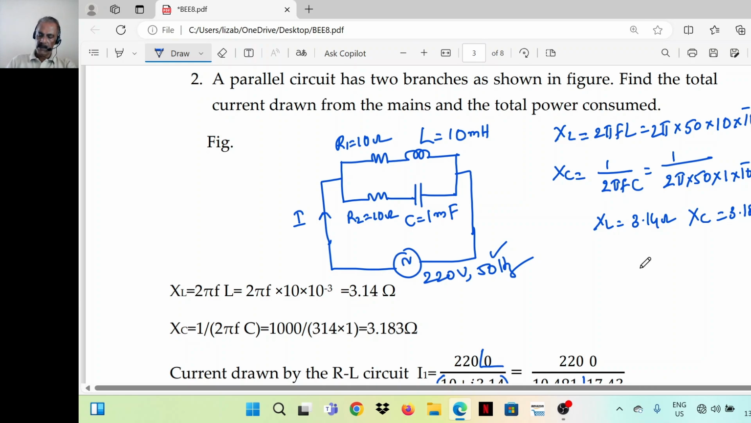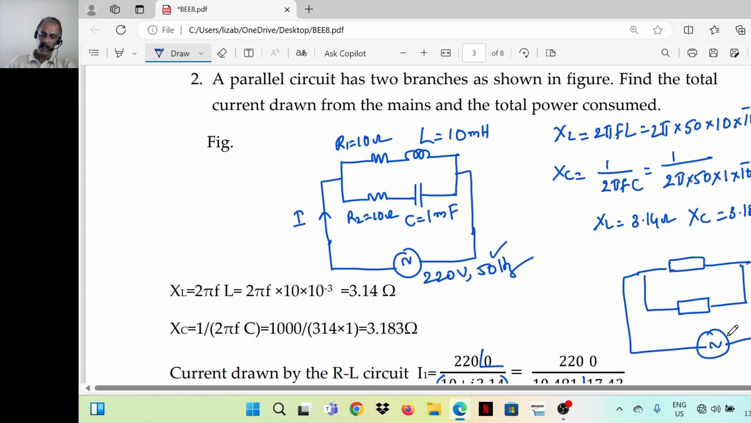So the circuit can be redrawn like this: the first branch is 10 plus J3.14 and the second branch is 10 minus J3.183.